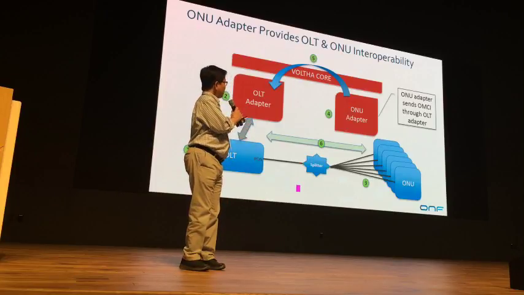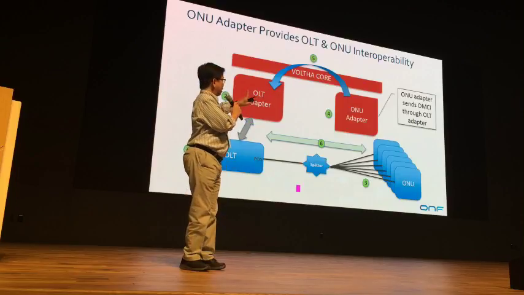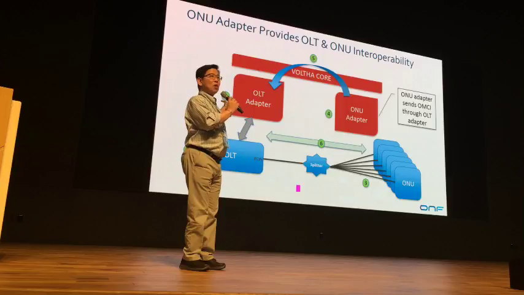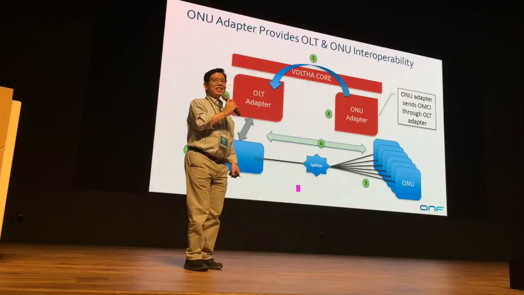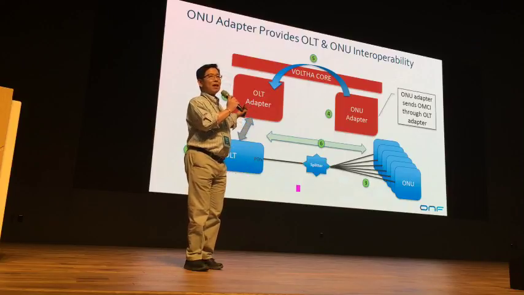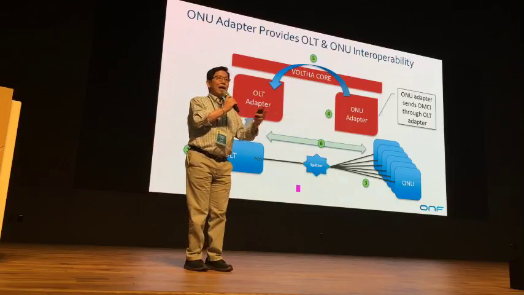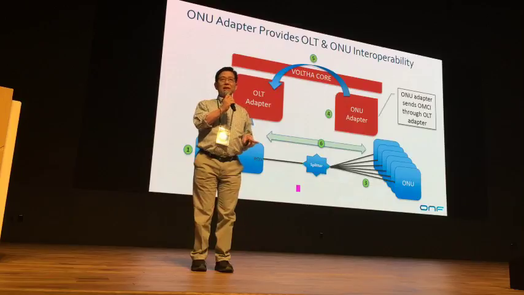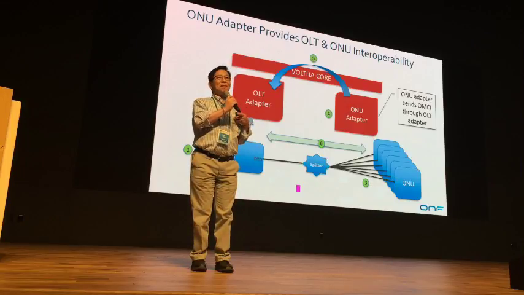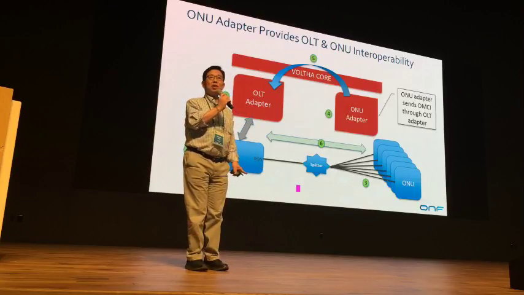But with VOLTHA, the ONU adapter has the ME, the OMCI message information, and it will tell the OLT adapter what sequence it's using. So the intent of this design is to announce and then adjust, so OLT and ONT interoperability should not be an issue anymore. But right now, this is something we still need to verify.